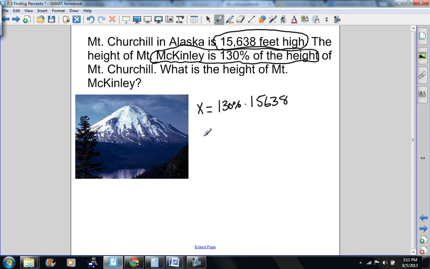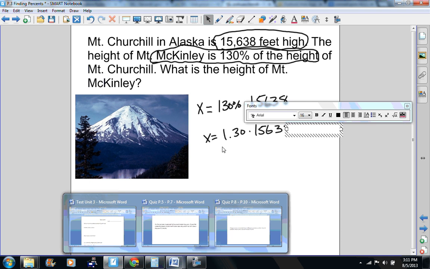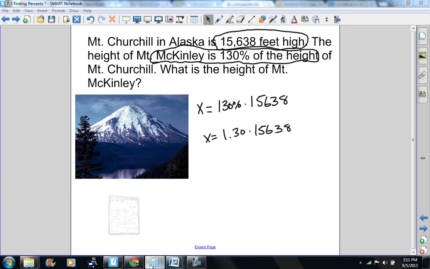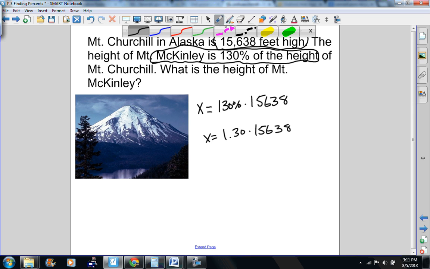We have to turn this to a decimal, but it works out just the same as all the others. This one, the x is already by itself, so we don't have to solve. We just have to type it into a calculator. All right, 1.3 times 15,638 feet, which is 20,329 about.